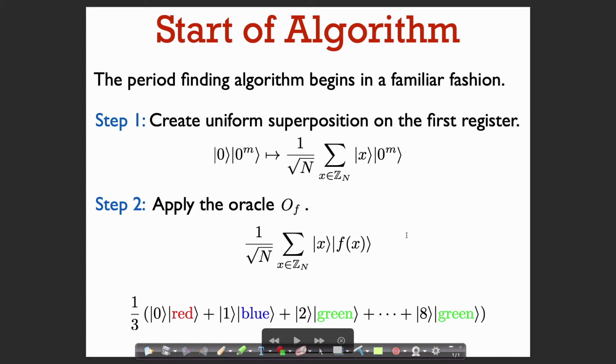Now I'm going to keep with our running example where capital N is equal to 9 and s is equal to 3, and this function that I defined earlier on the slide in the table. So in that particular case, the state that we have is just 1/3 times |0>|red> plus |1>|blue> plus |2>|green>, etc.